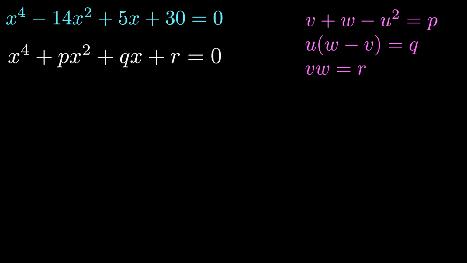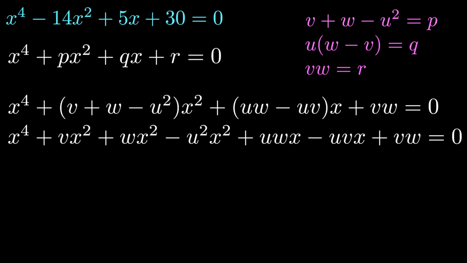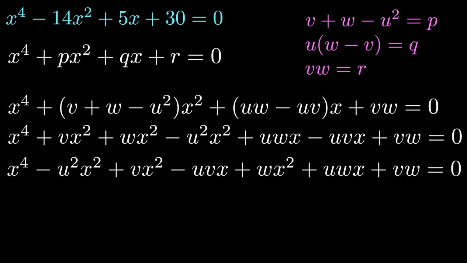What we want to do is set the coefficients of our quartic equal to the following system of equations, and substitute these values for our coefficients into our depressed quartic equation. If we do that and carry out the following multiplication, we get x to the 4th power plus vx squared plus wx squared minus u squared x squared plus uwx minus uvx plus vw is equal to 0. Now we rearrange our equation in the following way. The reason for doing so is it makes the next step a little bit clearer.